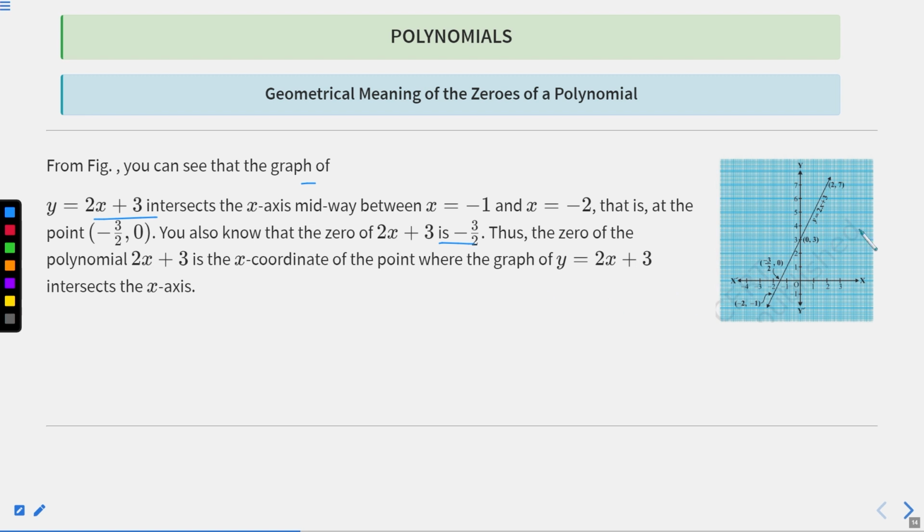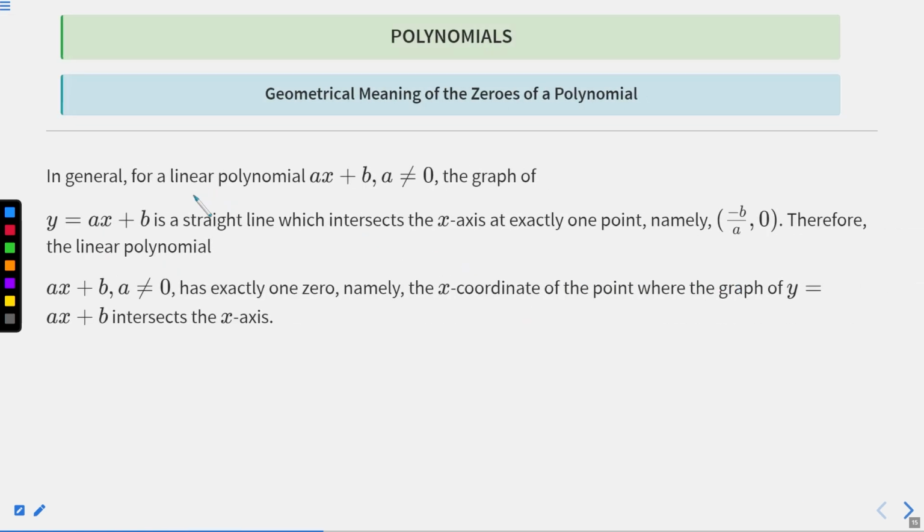So here you can see the graph of the function y is equal to 2x plus 3. This graph intersects the x-axis at (-3/2, 0). The x coordinate of this point is -3/2, and we also know the zero of 2x plus 3 is -3/2. So from this graphical representation, we can conclude that the zero of the polynomial 2x plus 3 is the x coordinate of the point where the graph of y is equal to 2x plus 3 intersects the x-axis.